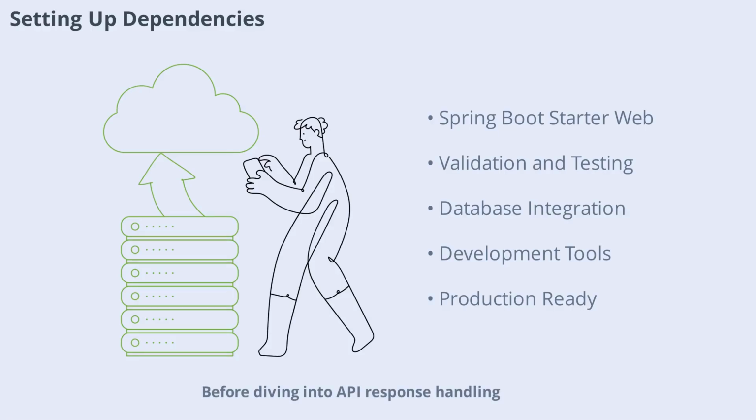Before diving into API response handling, it's important to set up your Spring Boot project with the right dependencies. Using Maven, you include Spring Boot Starter Web for REST APIs, Starter Validation for input checks, H2 Database for in-memory testing, Data JPA for database interactions, MySQL Driver for production storage, DevTools for development convenience, and Starter Test for unit testing. These dependencies lay the groundwork for building, validating, and testing your API efficiently. With this setup, you ensure your application is ready for robust development and seamless integration.